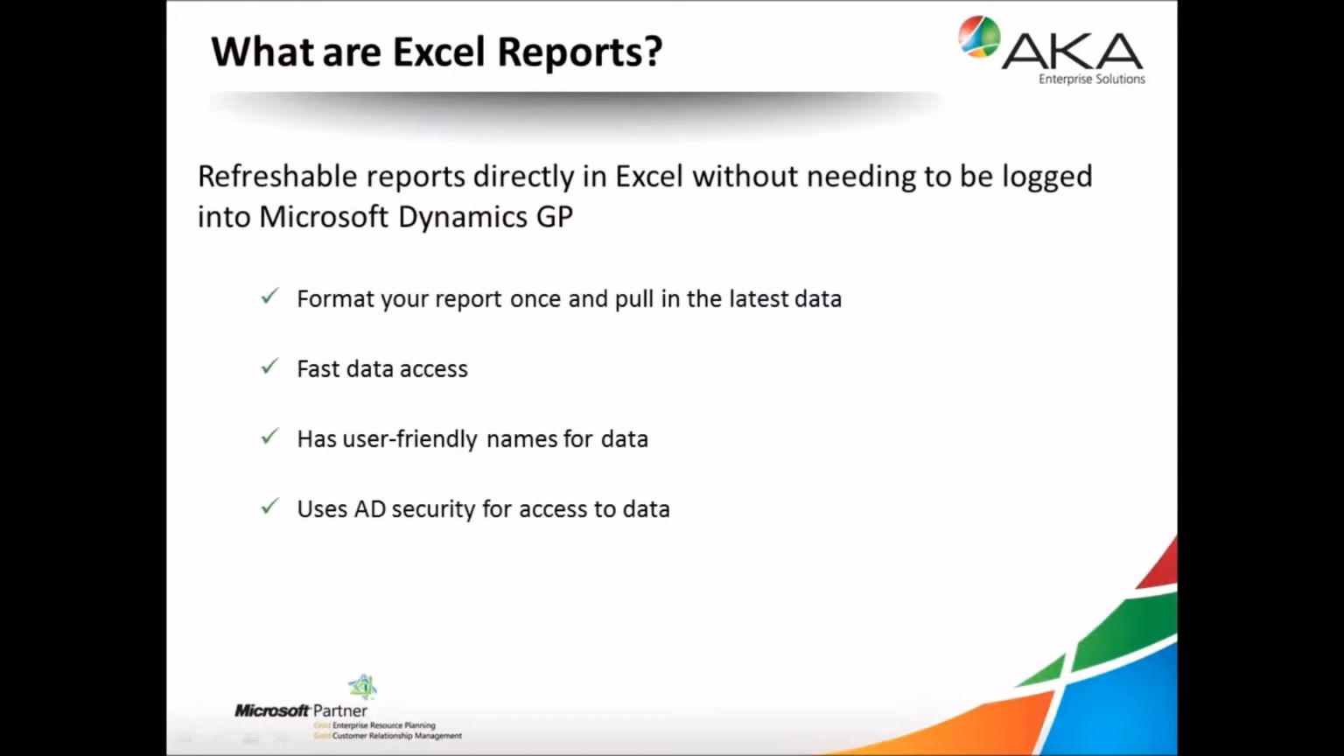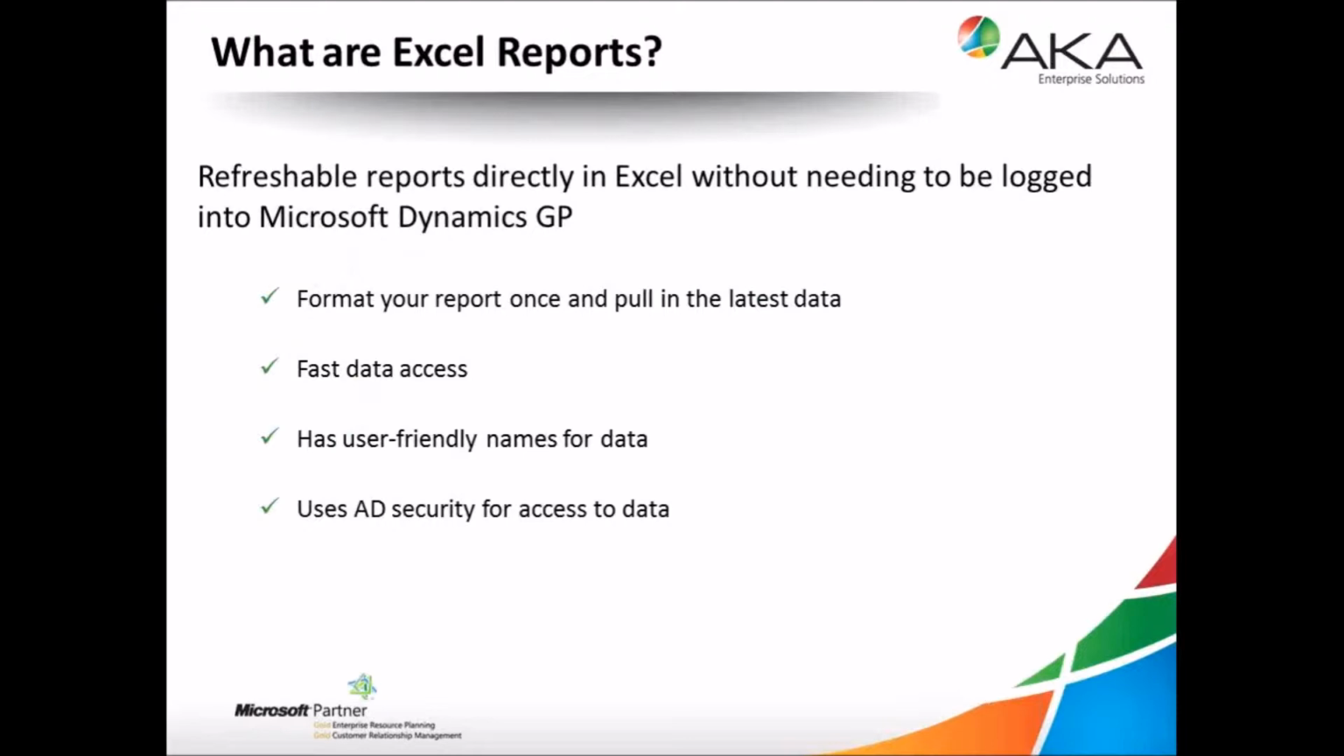What we're basically doing is giving the information to the person inside Excel, and they can just refresh the information as needed. So we can format the report once and pull in the latest data. It gives us fast data access. It eliminates that intermediate step. So we can just go from Excel, pull the information in GP, and be refreshed and good to go. And it has user-friendly names for data. So instead of saying original transaction amount, we can put invoice amount. We can change it so that it's a little easier for the end user to see. And it uses Active Directory security to access the data.